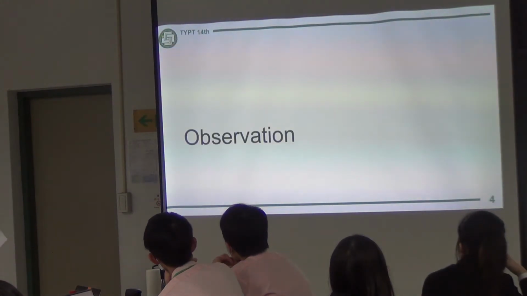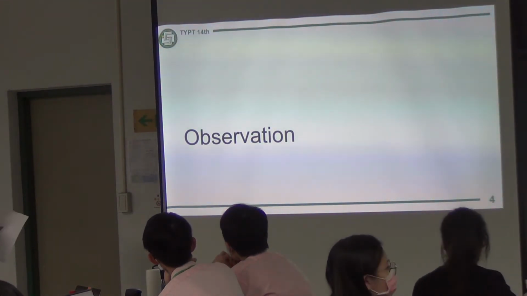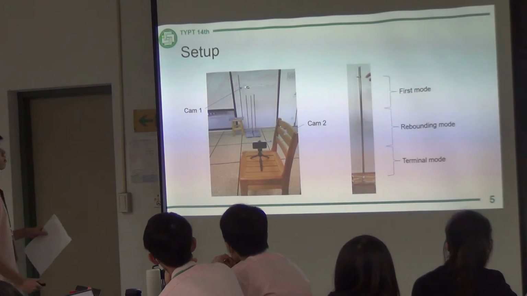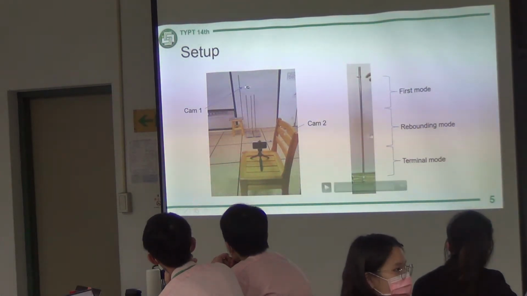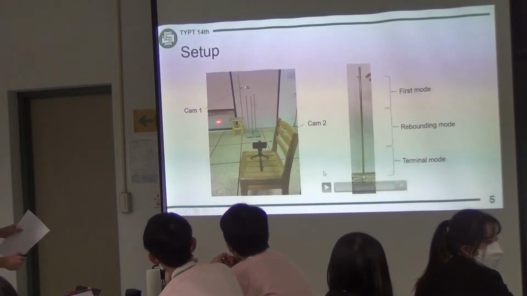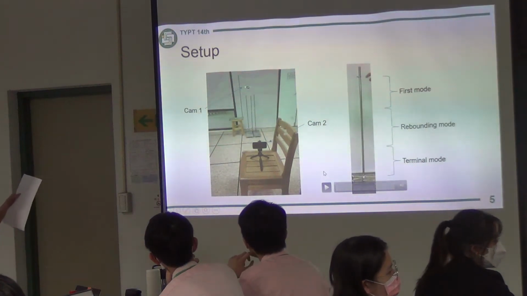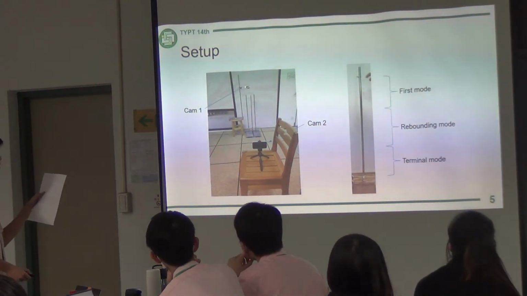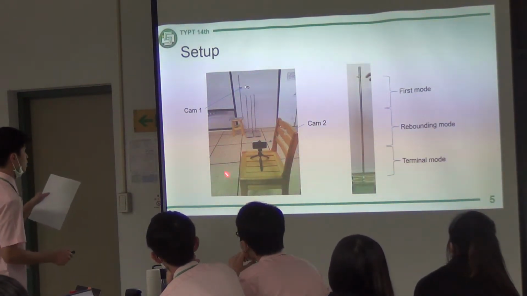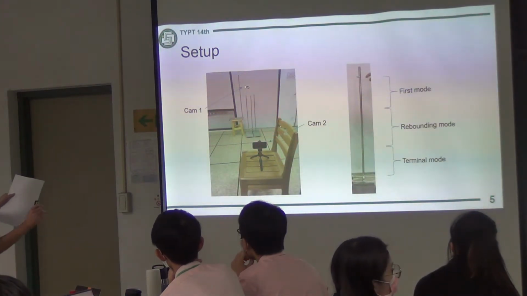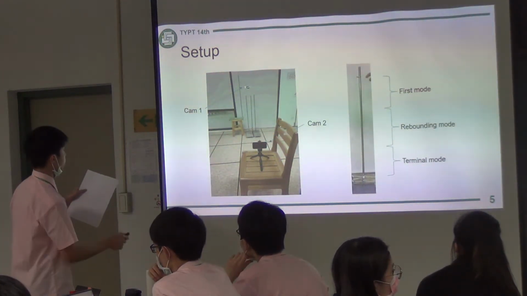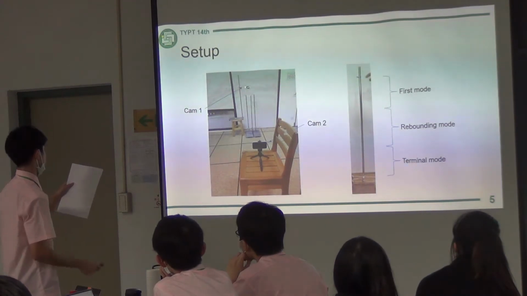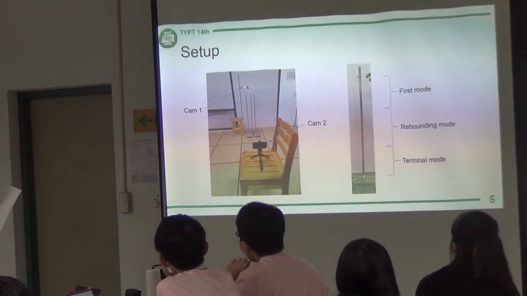Okay, so this is our observation video and also the experimental setup. And on the left-hand side, you can see our experimental setup. And camera 1 is used to record the angular velocity. And camera 2 here, which is horizontal to the ring on the rod, is used to record the linear velocity.